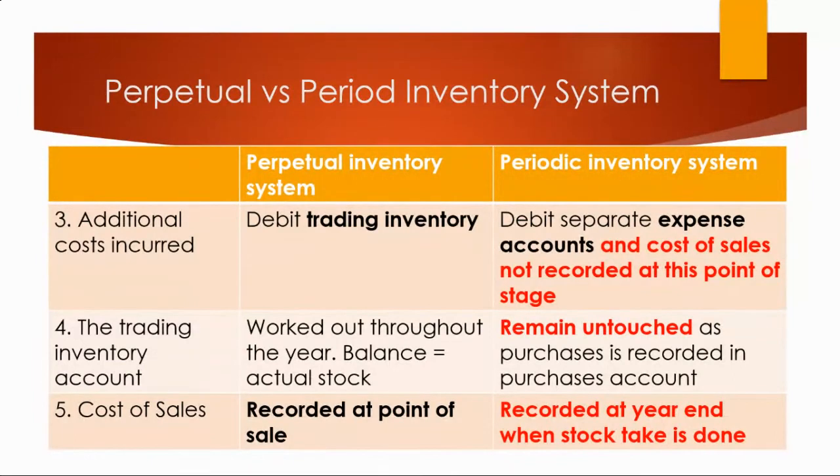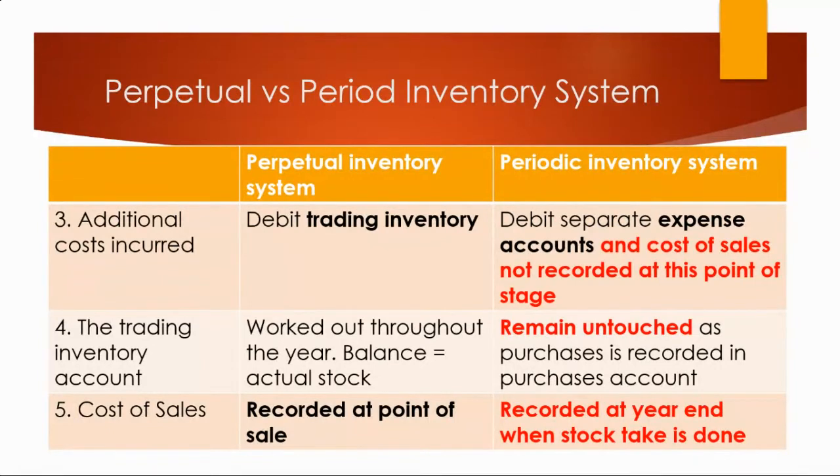Okay, so the trading inventory account under the perpetual inventory system is a working balance. So what it means is we know what the actual stock is at any point in time. Okay, so what that means is as we sell, as we purchase more inventory, we update the trading inventory account. Whereas under the periodic inventory system, that balance remains untouched. It is the opening balance right in the beginning of the year, and we only update the trading inventory account at the end of the year after we've done the stock take.